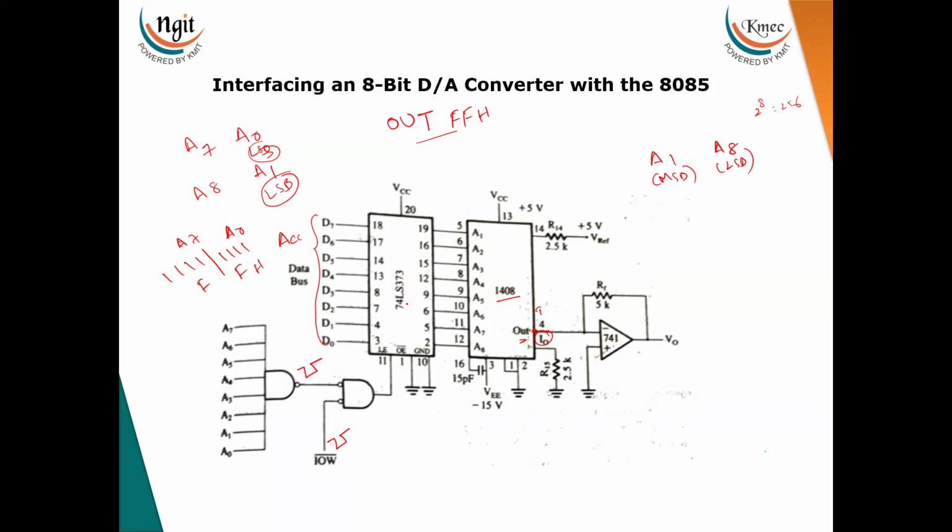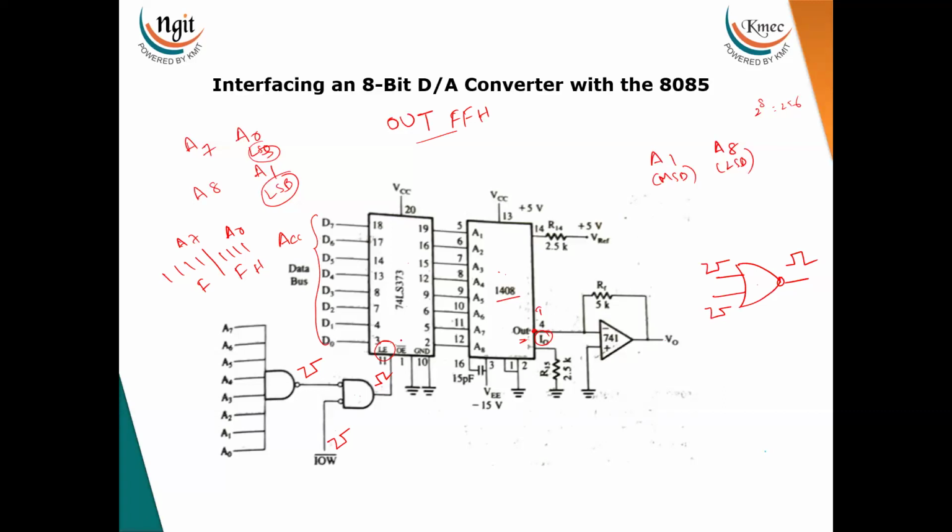And the latch will be enabled, and that data will be applied to the 1408 DAC IC when this latch is enabled. The latch is enabled by this gate, called a negative AND gate or NOR gate. The equivalent symbol for this negative AND gate is nothing but a NOR gate. When both the signals are low, at that time it will generate the high signal. The equivalent of this gate is nothing but a NOR gate.